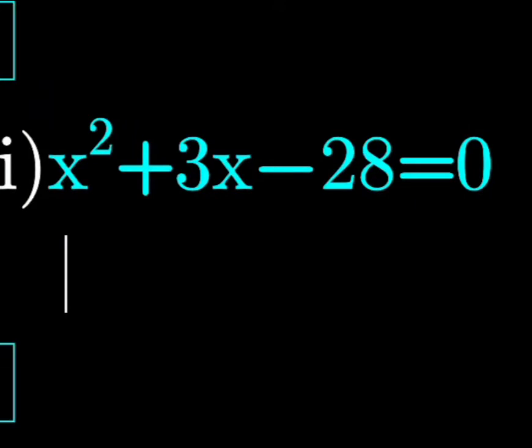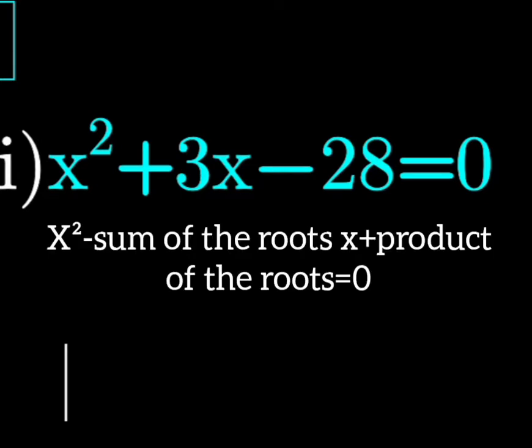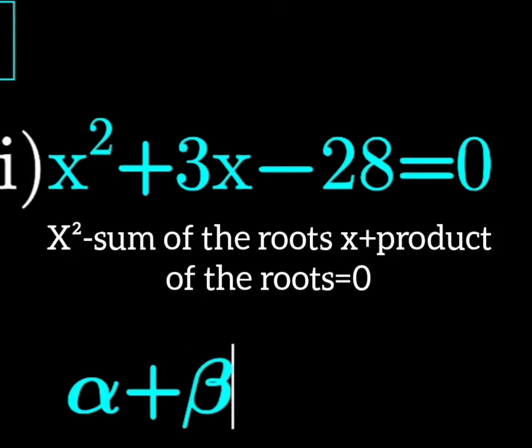Dear children, we are going to find out the sum of the roots and the product of the roots for this equation. x squared plus 3x minus 28 is equal to 0. As the coefficient of x squared is 1, we can straight away find out the sum of the roots and the product of the roots. Sum of the roots is alpha plus beta and the product of the roots is alpha into beta.